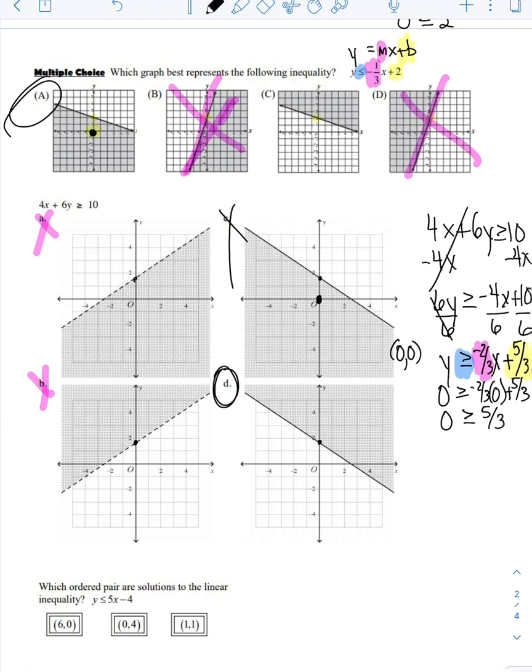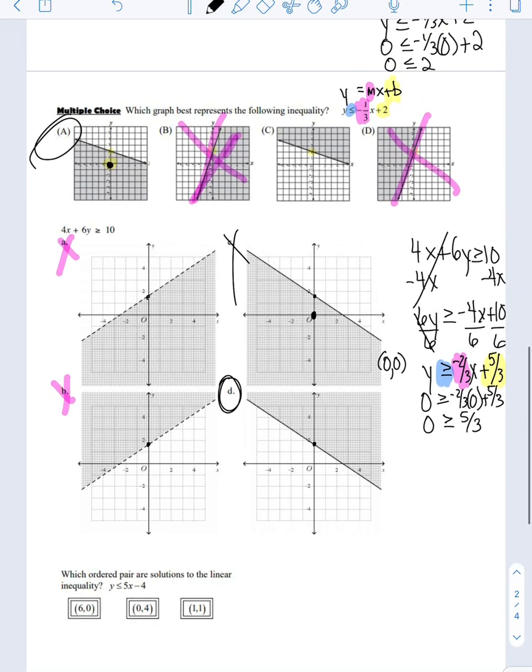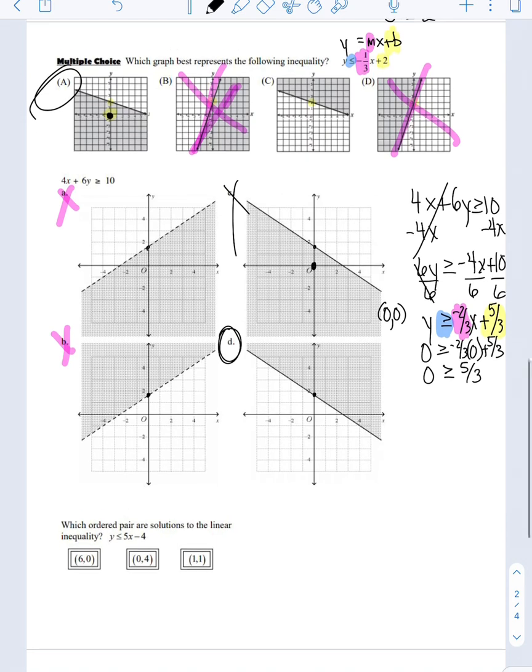So bottom line, I'm using my key points of my y equals mx plus b: first test your y-intercept, then test your slope, then check for a dotted or solid line. And then if you have to, do a test point. So those are the main points here.